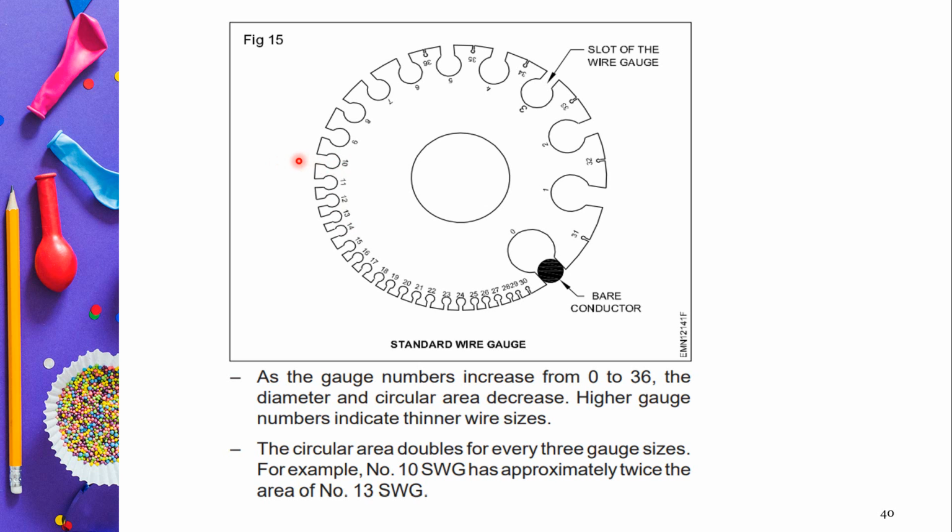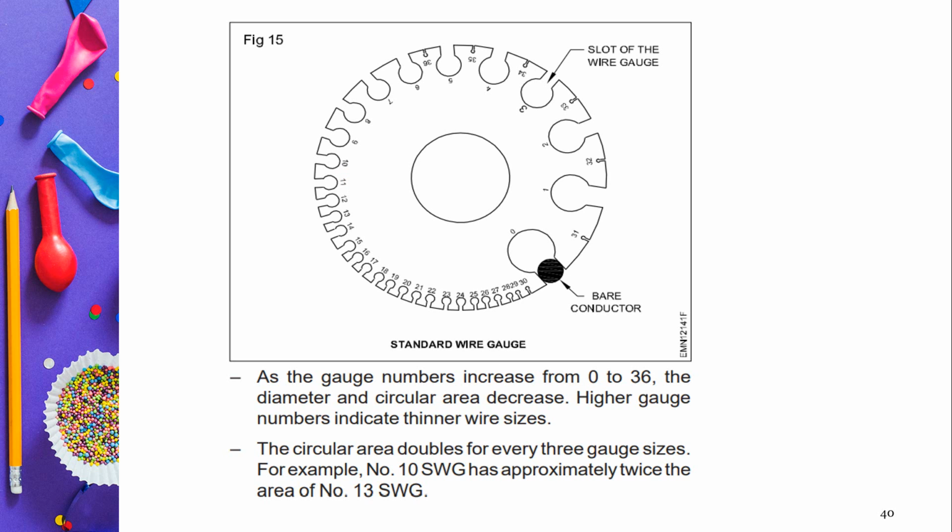This is a very important question. If you go from 10 to 13, the diameter is decreasing to half. If we go from 13 to 10, the diameter is increasing to double. 10 to 13 decreasing, 13 to 10 increasing, the diameter of the conductor. This is somewhat confusing, but I think it is very important.